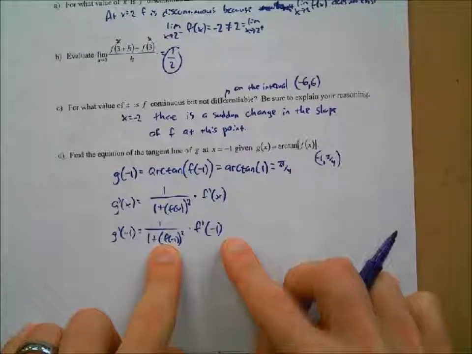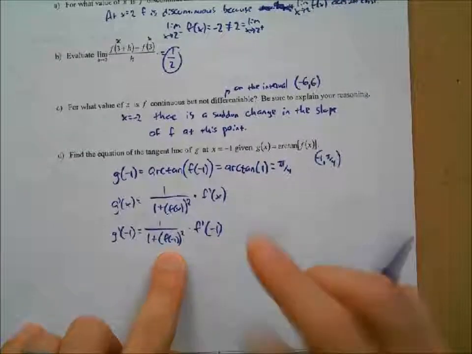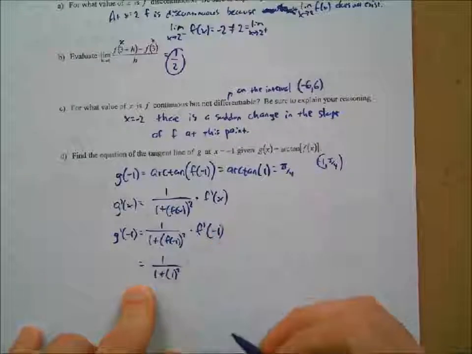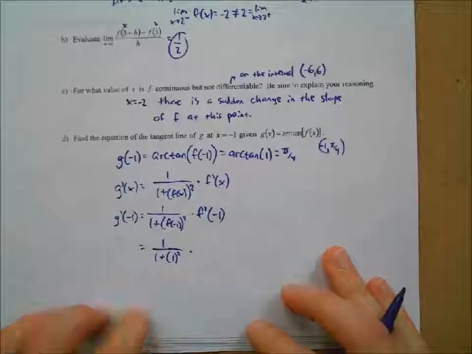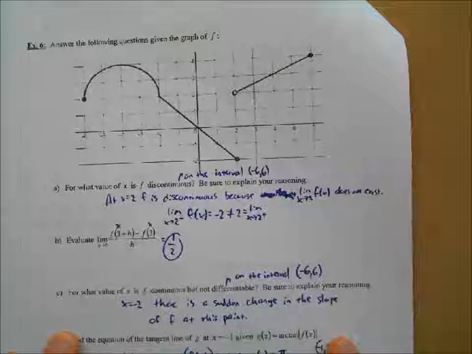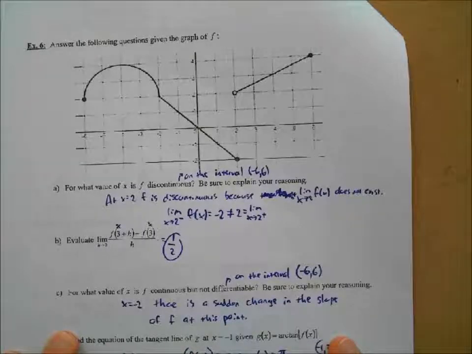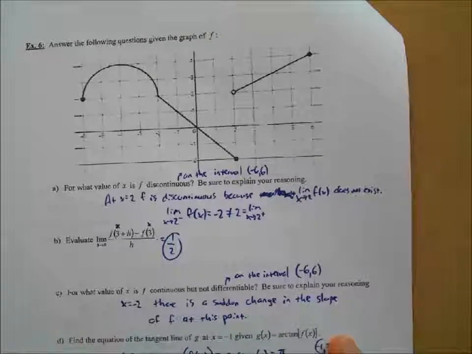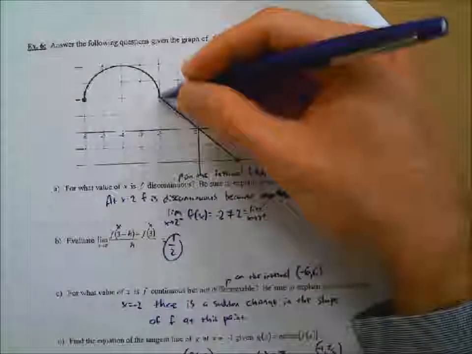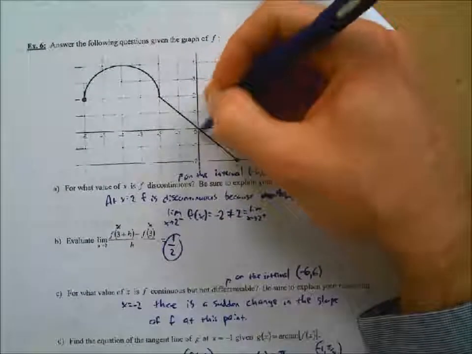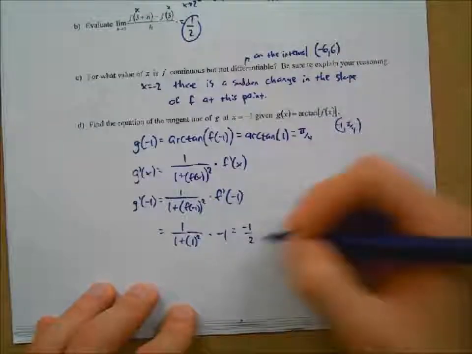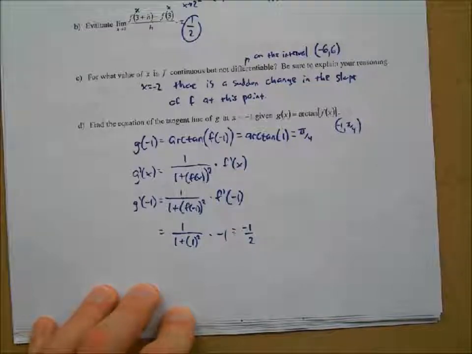Okay, plug the -1 in. What is f of -1? 1. So it's 1 over 1 plus 1 squared. What's f prime of -1? -1, right? At -1 on our function, the slope of our graph there is clearly -1, down 1, right 1, down 1, right 1. So it's just -1. And so we end up with -1/2.